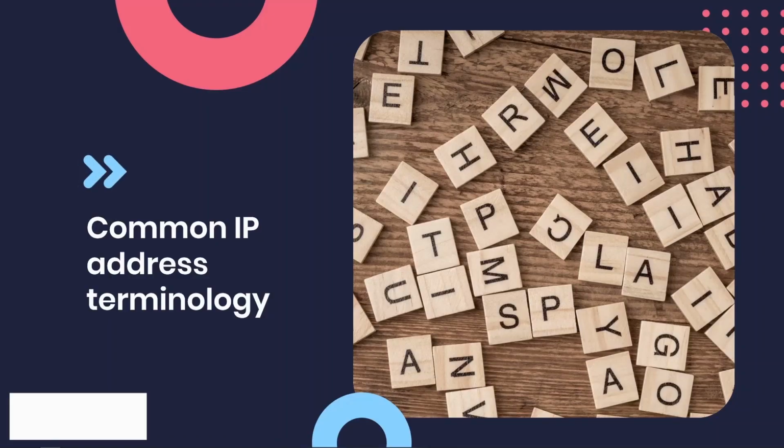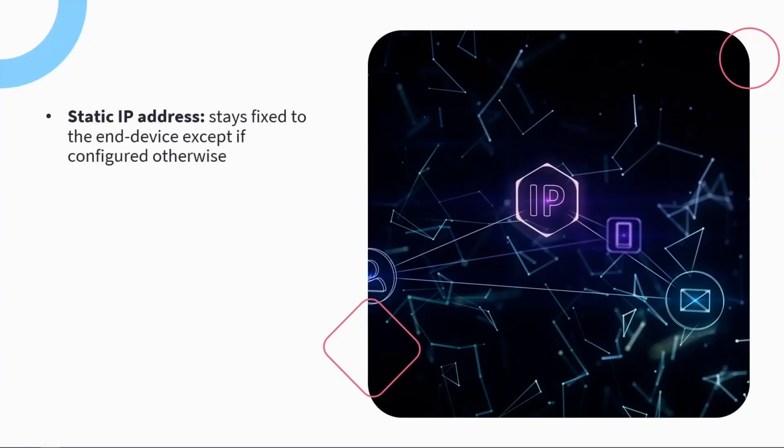When discussing IP configuration and IP addressing, there is common terminology that is used. We thought it would be useful to look at some of these terms. A static IP address. Now, static often means constant. This means the IP address never changes. It stays fixed to the end device, except if configured otherwise. An example would be the public IP that has been assigned to a WAN by the ISP.